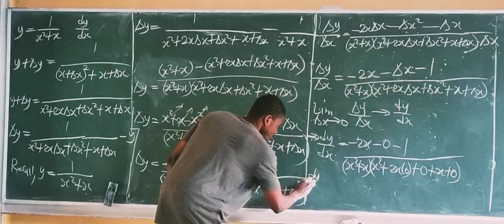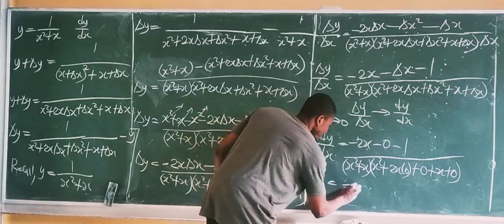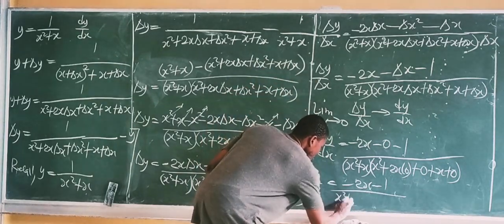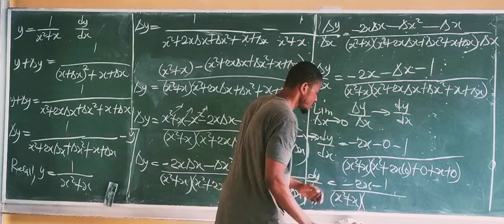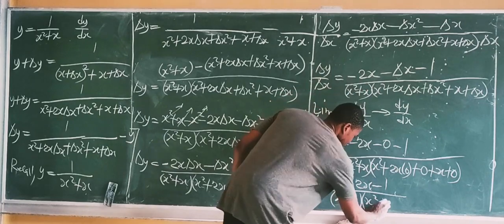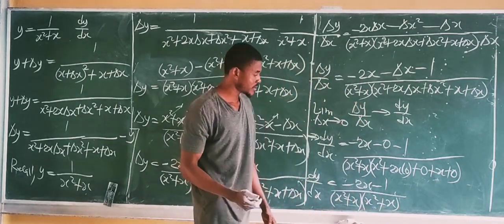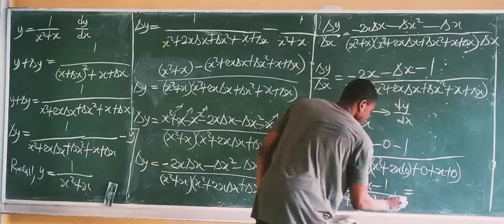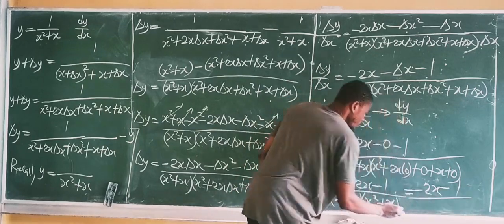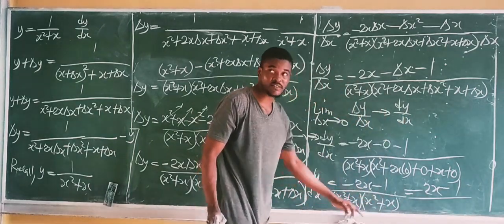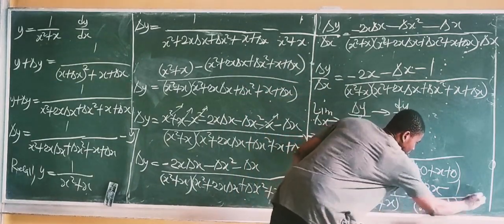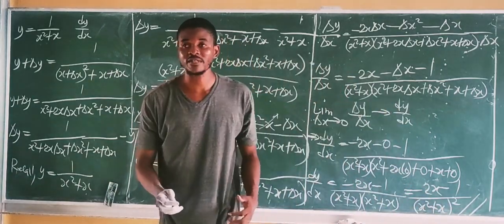So dy dx is now equal to minus 2x minus 1 all over x squared plus x all things, so this is x squared, this is 0 and this is 0, so I'm left with x. Alright, so I have that. So I can simply call this equal to minus 2x minus 1 all over, since I have x squared plus x and x squared plus x, I can simply say x squared plus x all squared. So that becomes the derivative of that function.